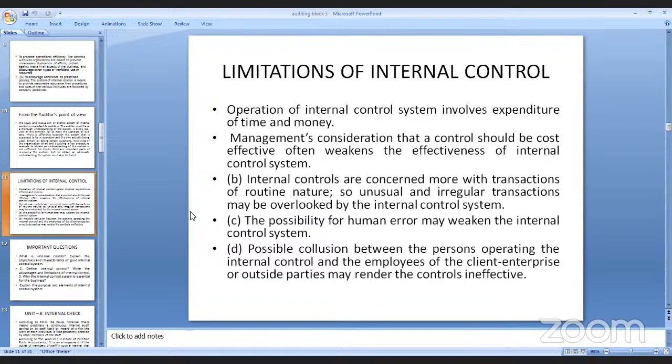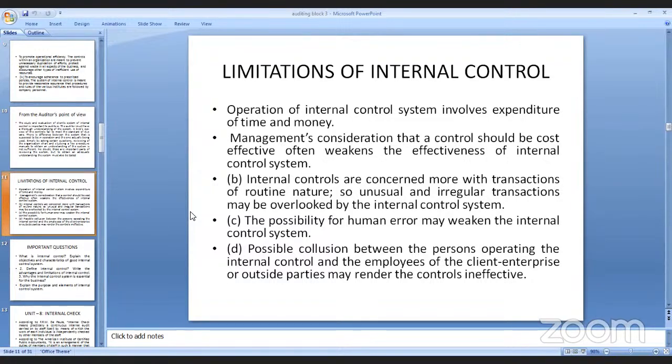Next, persons operating under internal control, employees of the client enterprise and outside parties may render the control ineffective. So if employees and the business organization are not following the internal control system, then conducting the internal control system is a costly and time-wasting thing.